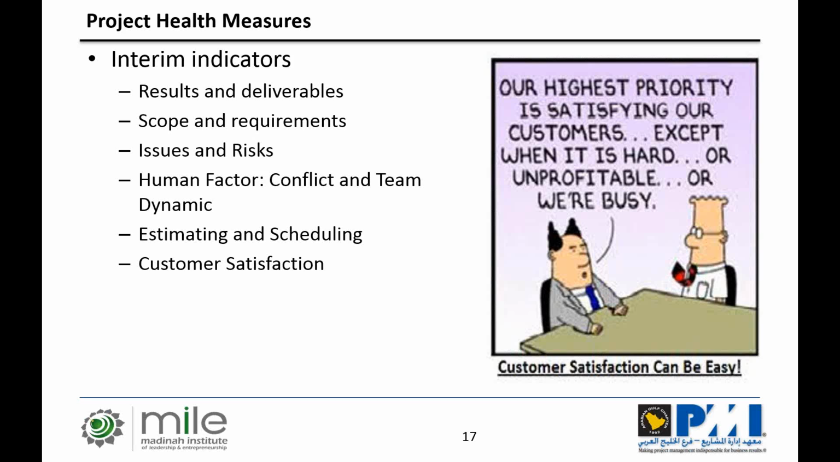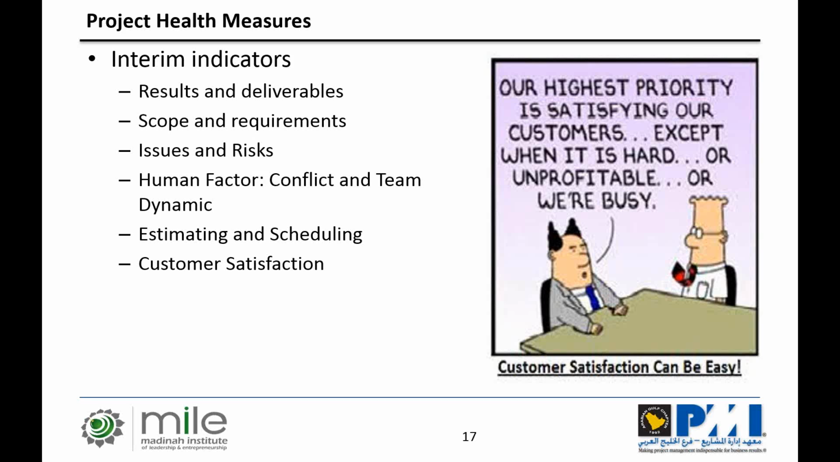Scope and requirements. I want to check how many changes we have per requirement, right? The more changes, the less stability. As far as I'm concerned, the change is almost a failure of the scoping process. Issues and risks. How many issues are being accumulated in the project and how it's trending? Same with risks. Too many issues, too many risks, usually it indicates that things will start to fall off later on.